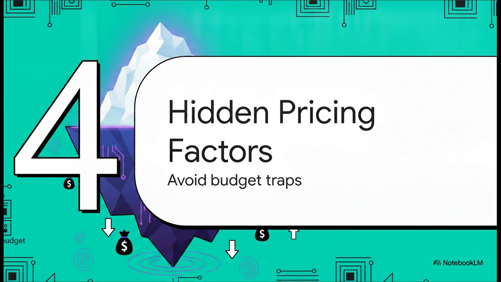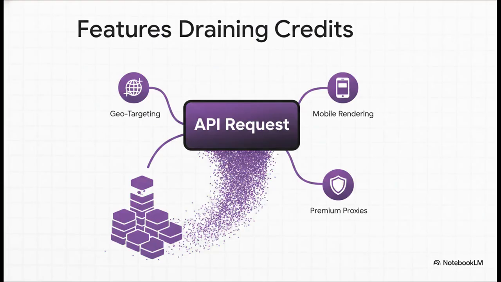This is where budgets secretly go to die. Remember those credit-based systems we just talked about? Well, like I said, one request does not always equal 1 credit.